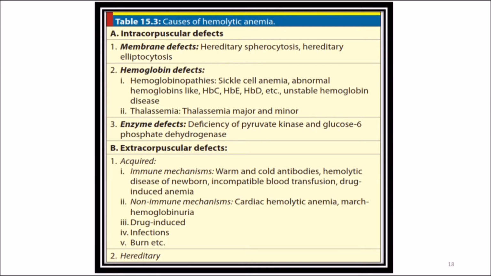Extracorpuscular defects can be either acquired or hereditary. Acquired can be due to immune mechanism defects, as part of infections or burns, or drug induced, etc. It can also be hereditary in nature. So these are the several causes of hemolytic anemia.